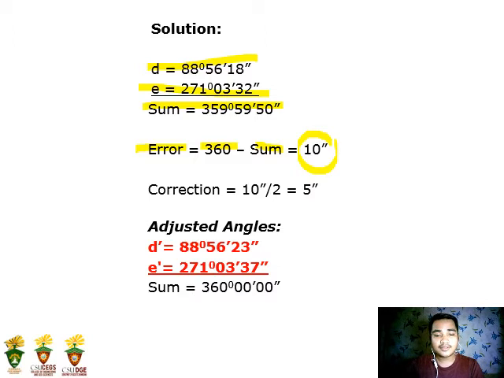Now, to get the correction, we just divide the error by the number of angles. Since there are two, D and E, we divide by 2. So it is equal to 5 seconds. Alright, so to get the adjusted angles, we add 5 seconds, since it is positive, to the old values of D and E. So 88, 56, 18 plus 5 seconds gives us 88, 56, 23.